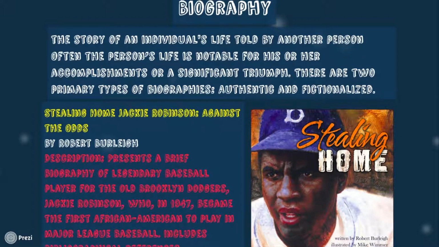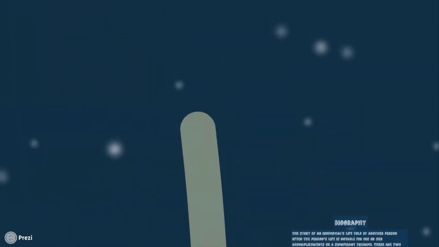In Stealing Home, Jackie Robinson Against the Odds, it's just a brief story about the baseball player Jackie Robinson. He was the first African American to play in Major League Baseball, and it includes references.